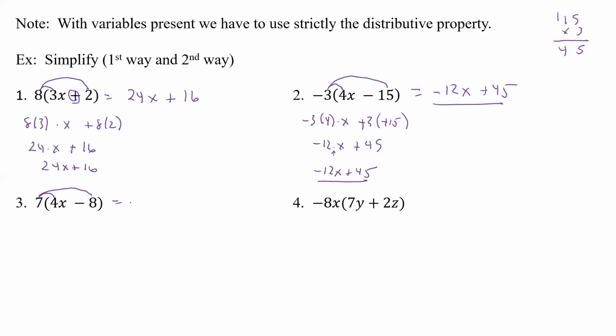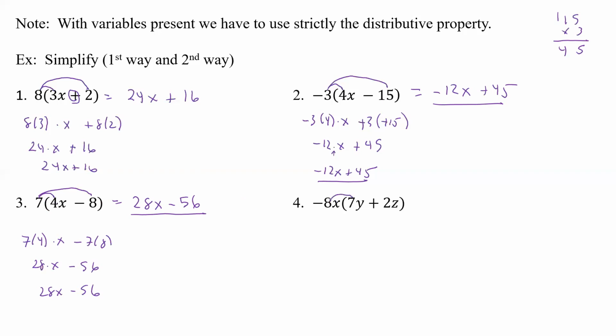So 7 times 4. Well, 7 times 4 is 28, and then times x. And then 7 times a negative 8, well, that's a negative 56. So again, one step, we have it. Or we could take 7 times 4, then times x, and then minus 7 times 8. Well, 7 times 4 is 28 times x, minus, that's 56. And this gives us 28x minus 56. Okay. Now one last one.